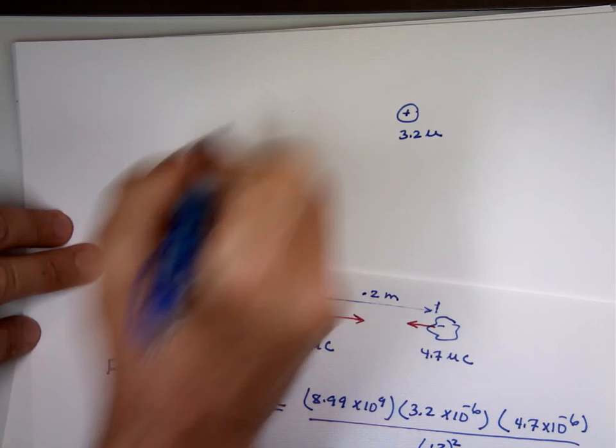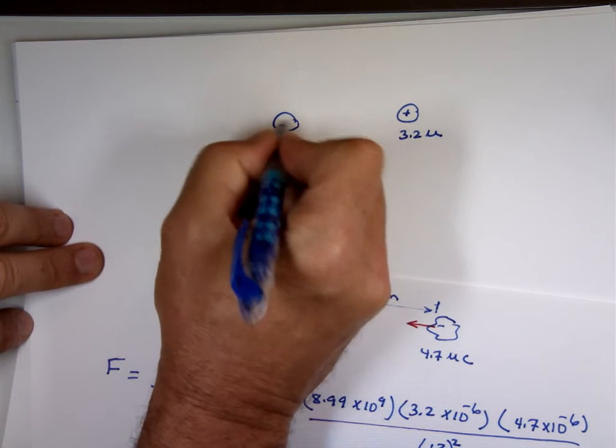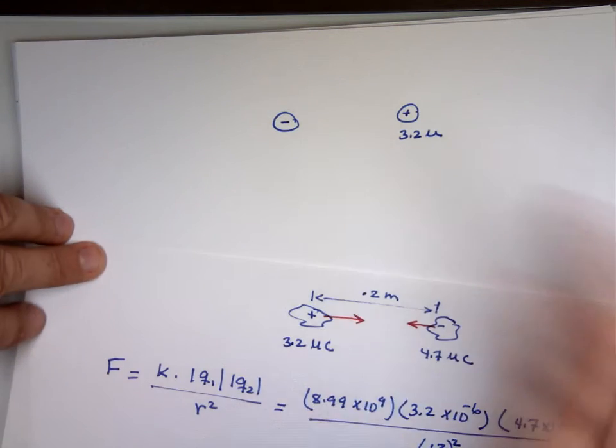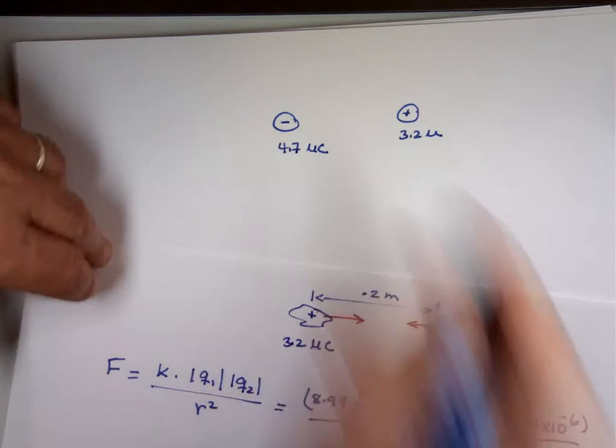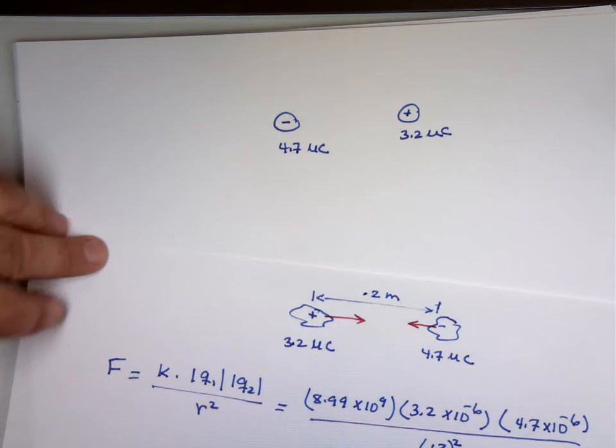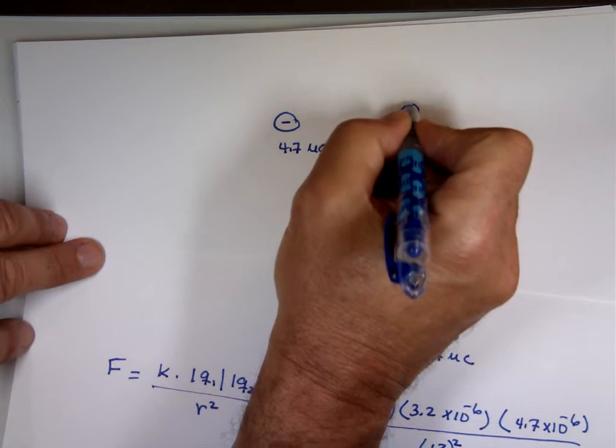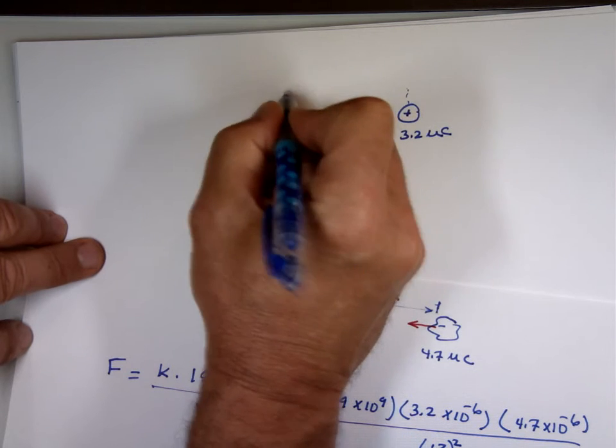I'm just going to put the negative charge on this side because I screwed up. I should have just centered it in the middle of the page there. This is microcoulomb for both. And the distance between them, still 0.2.